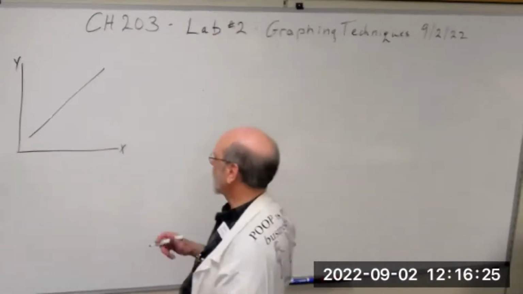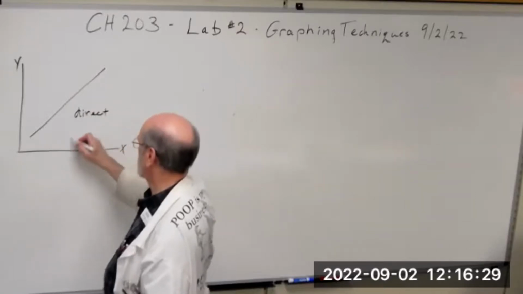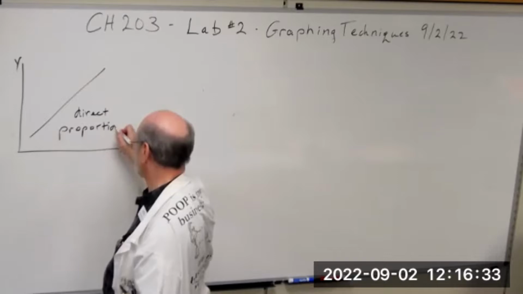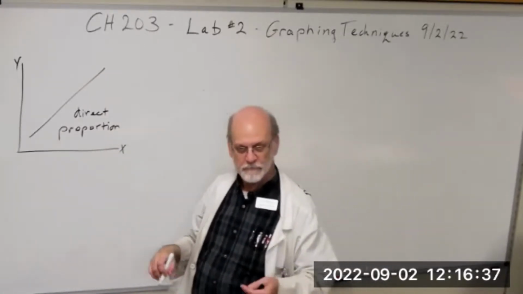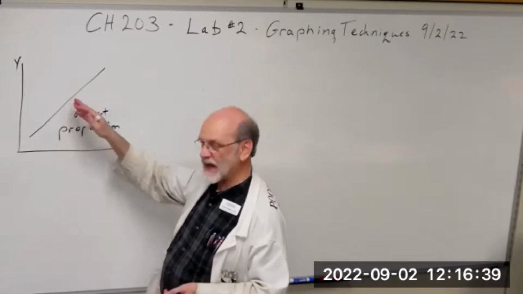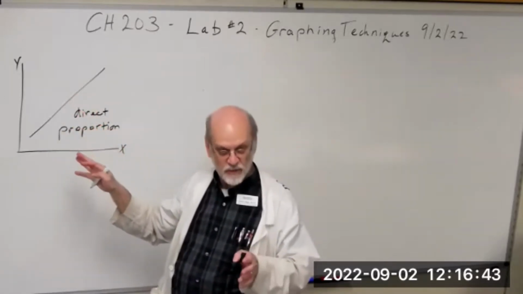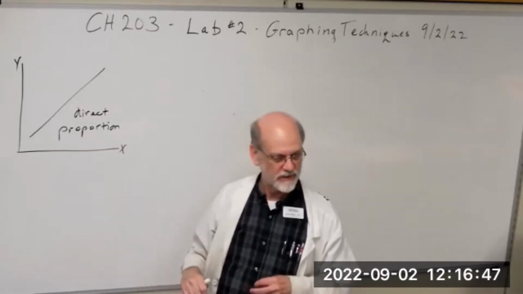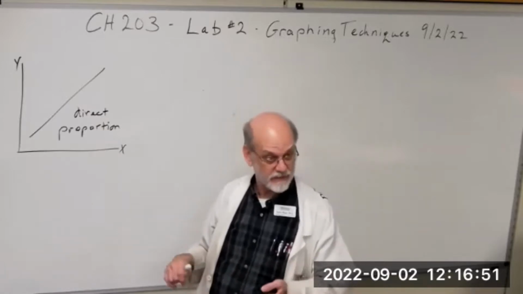Direct relationship, direct proportion, which means positive slope, right? A positive change in y for a positive change in x is slope. So what would be an inverse relationship? Negative slope, right? Negative slope.